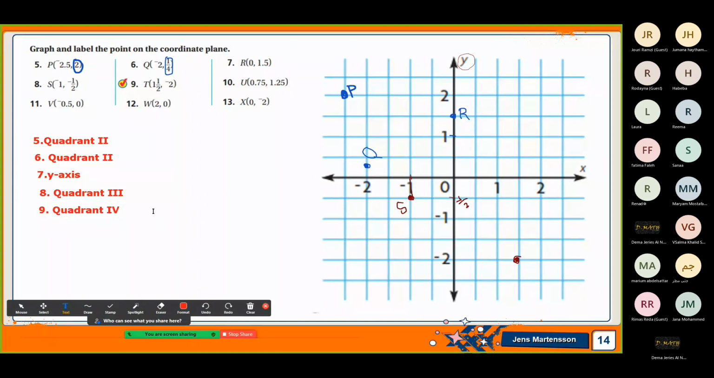Now, number 10. Where's this? Oh, no, it has to be Laura. Teacher, I cannot find. You mean this, teacher? This one with the red? Oh, yeah. Now, Laura.